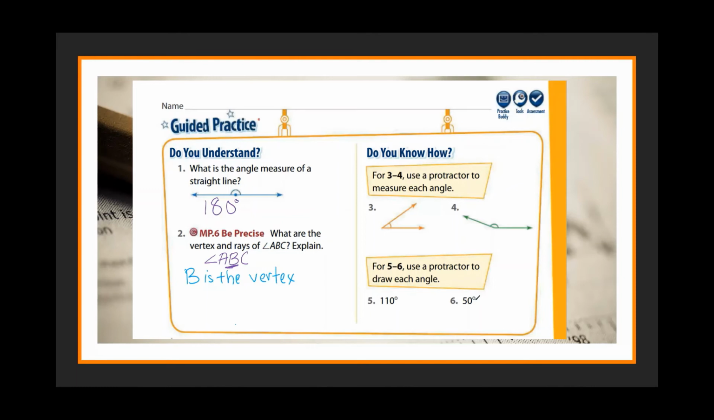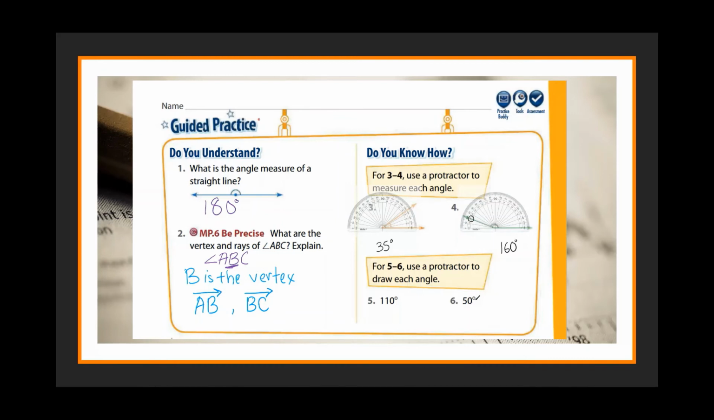And what are the rays over here? The rays of angle ABC are AB and BC. They are the rays. Now, question number 3, use a protractor to measure each angle. So we will place a protractor there and then we will find the measurement. Now this is about 35 degrees. In this one, question number 4, you can see the measurement here, and it's about 160 degrees.